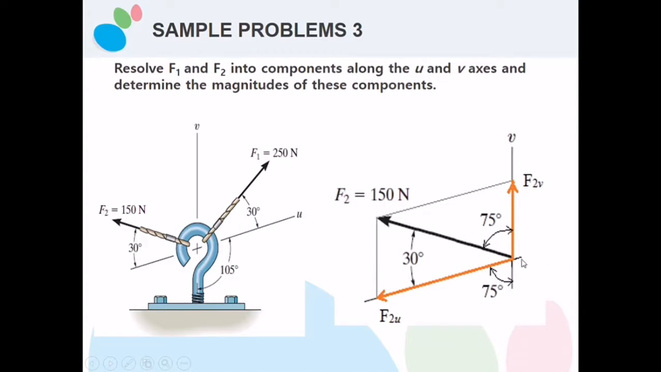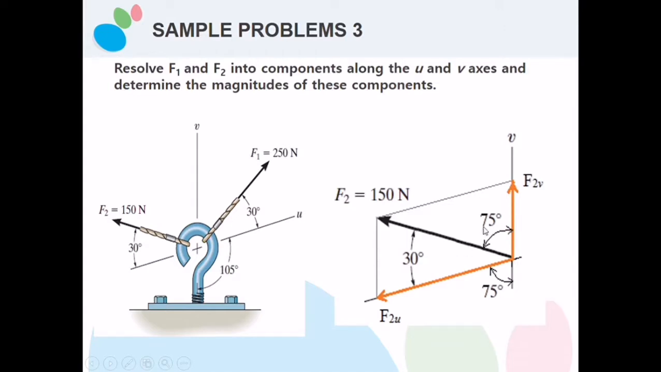This is already our resultant vector. Okay, so the 30 degrees here is taken from the figure. So this is the same as this one. This is just a free body diagram. And then where did this 75 degrees come from?